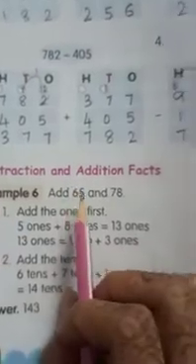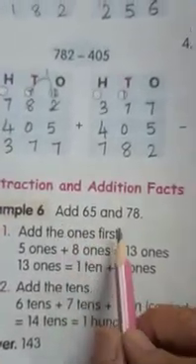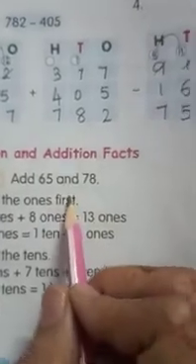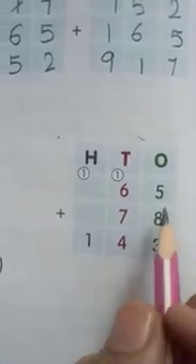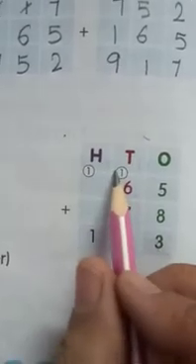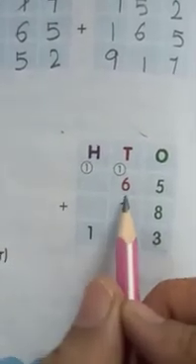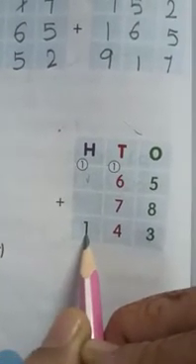Next, subtraction and addition facts. Add 65 and 78. How do you add? You have to write the numbers in their correct places. Then after that you have to add ones. 5 plus 8 is 13. Write 3 in the ones and 1 as carry to the tens. 1 plus 6 is 7. 7 plus 7 is 14. Write 4 here, and again we don't have any number here, so write this carry as it is. So we got 143.